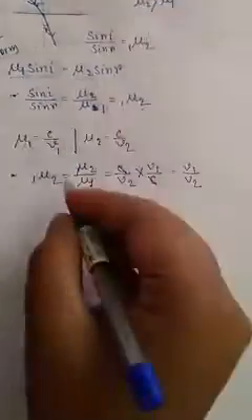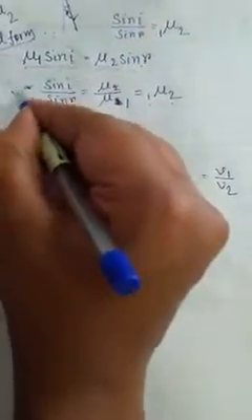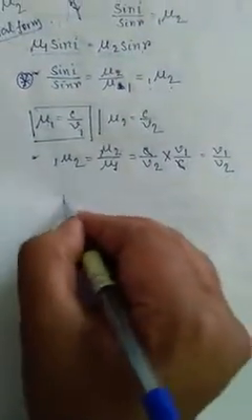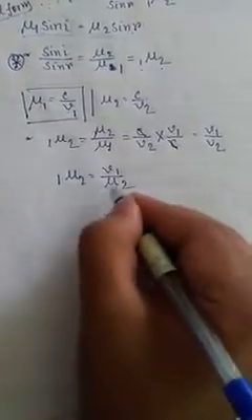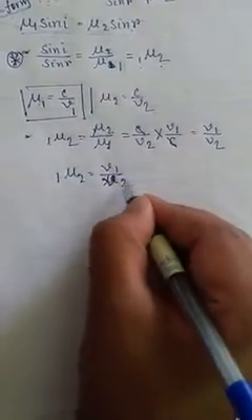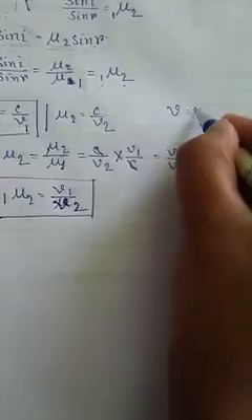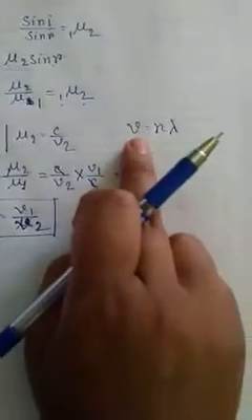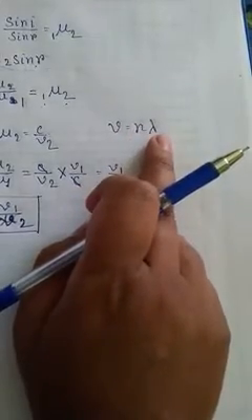Is it clear? You have to remember this formula as well as this formula also, and this one, 1mu2 equal to v1 by v2. Is it clear? You have to remember this. Okay, now look at this. We have a formula v equal to n lambda. This is from class 11, from the chapter Sound. Velocity is equal to frequency into wavelength.